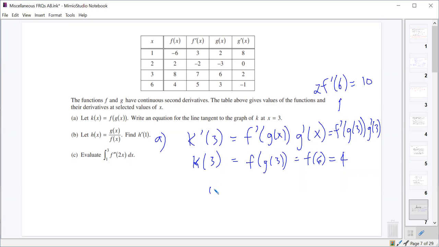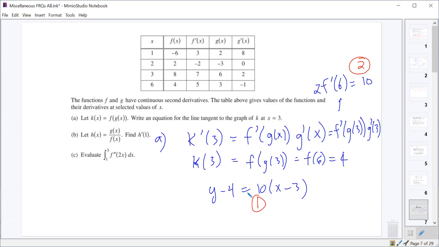Okay, so we should end up with y minus 4 equals 10 times x minus 3. And let me see here. I didn't pull up the guidelines for this one. Three points for that, it looks like. 2 points for getting the right slope, 1 point for having the right equation. Any questions on part A?